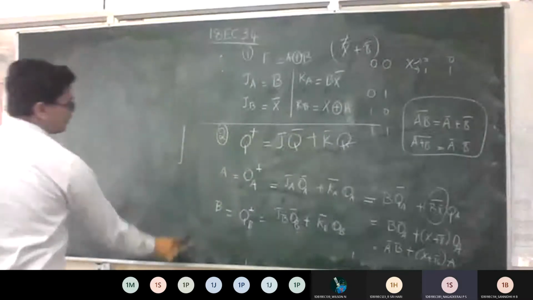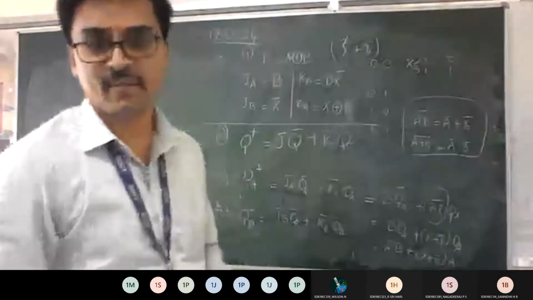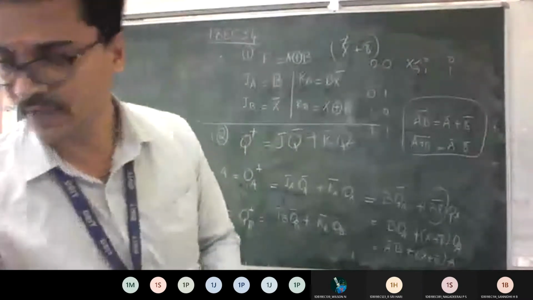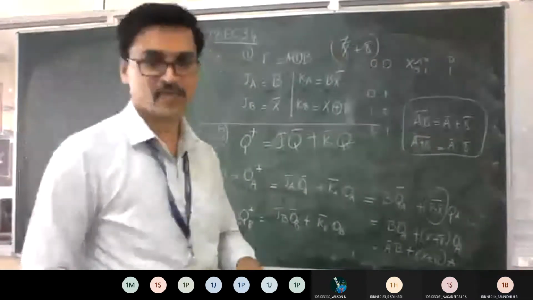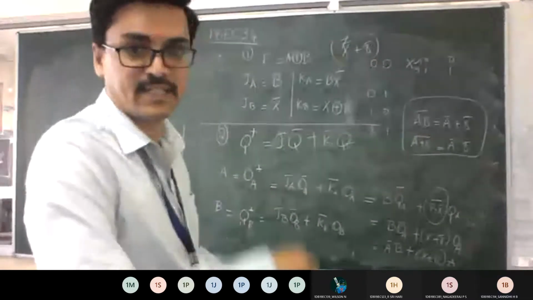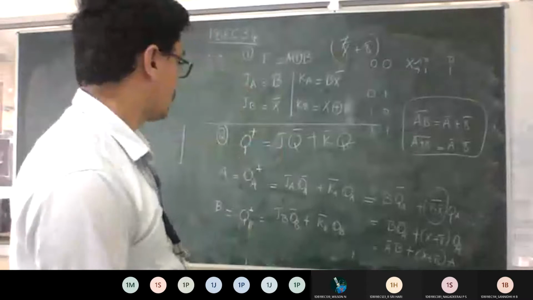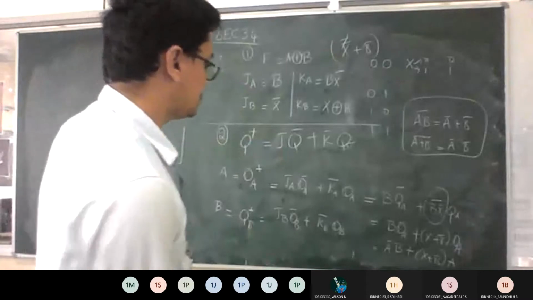X bar B bar. One problem will fetch you 10 to 14 marks, so be careful while doing Moore machine. You can easily score 10 to 14 marks here. You just remember the excitation table. That's all. What about JB? Any expression now?